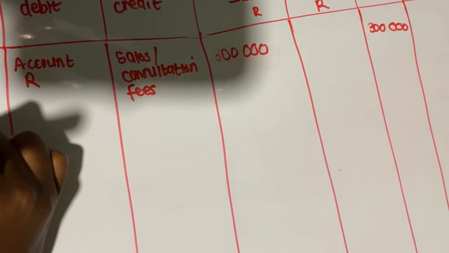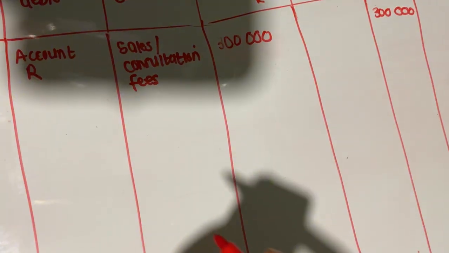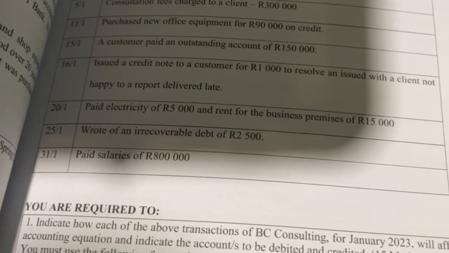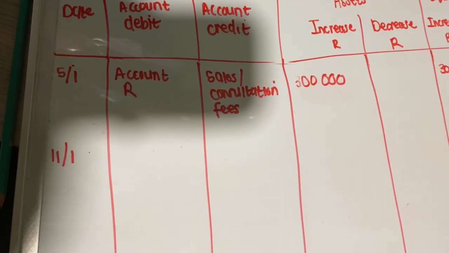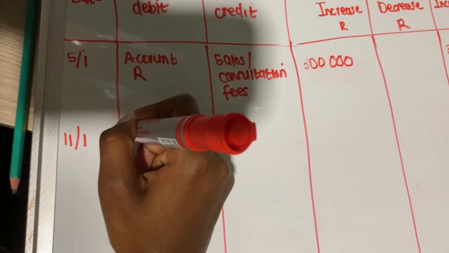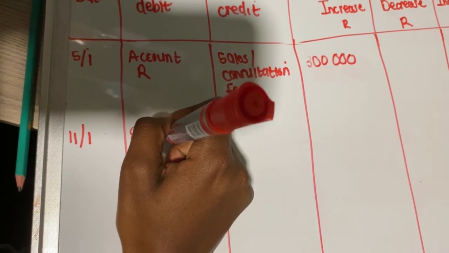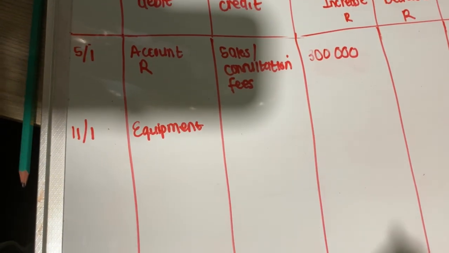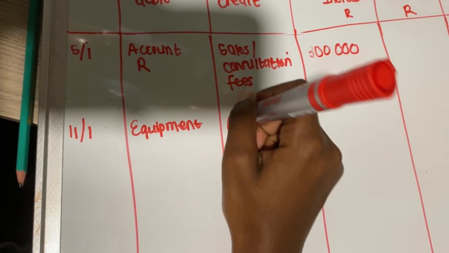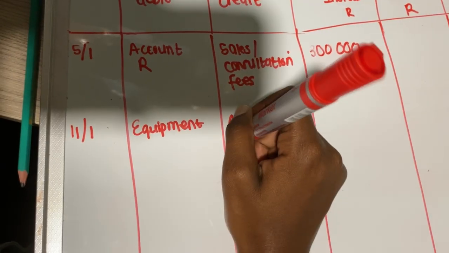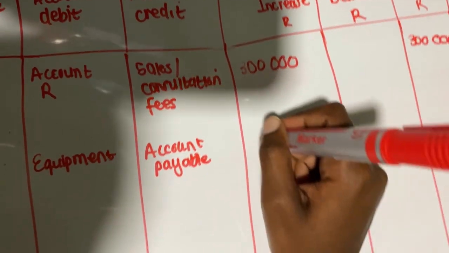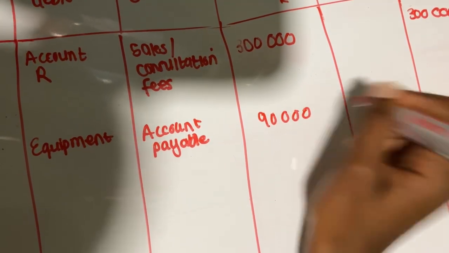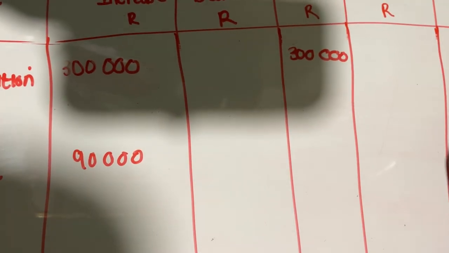Then we go to the 11th of January, whereby they purchase a new office equipment for 90,000 on credit. So we are gonna debit the equipment because our equipment is increasing, and then we're gonna credit accounts payable because we are increasing our creditors control account. So asset is going to increase by 90,000 rand, while the liabilities are also going to increase by 90,000 rand.